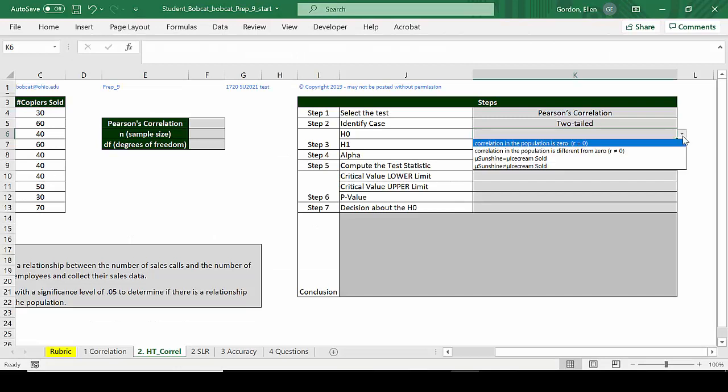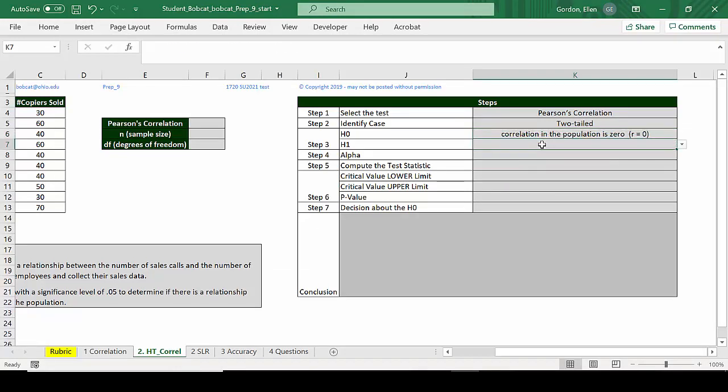So we can indicate the null hypothesis, and that's that there's no correlation, or that it's 0. And the alternative is that there is a relationship, so the correlation is different from 0. It's not 0.